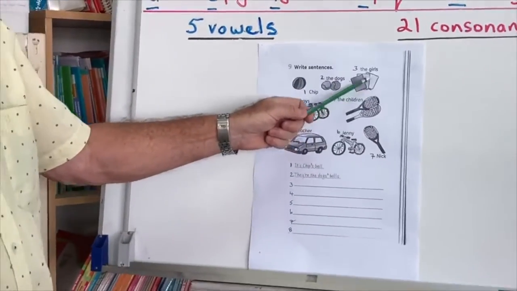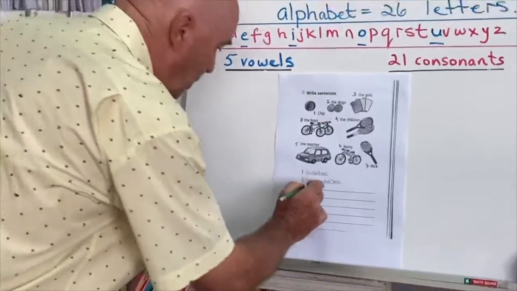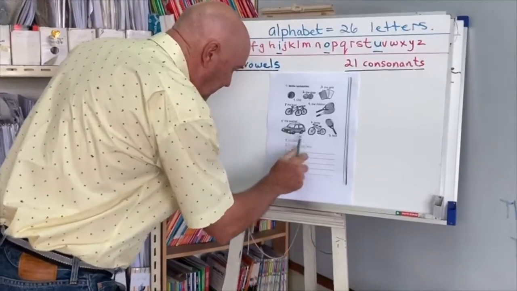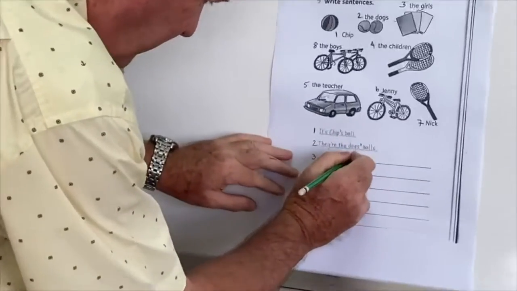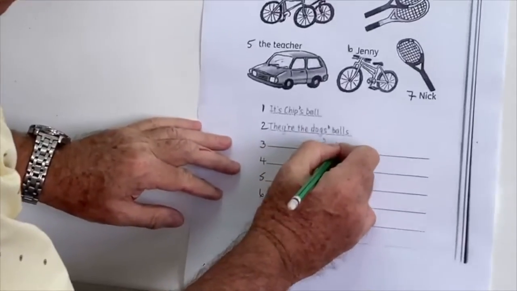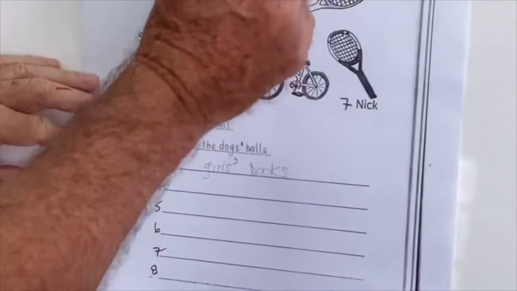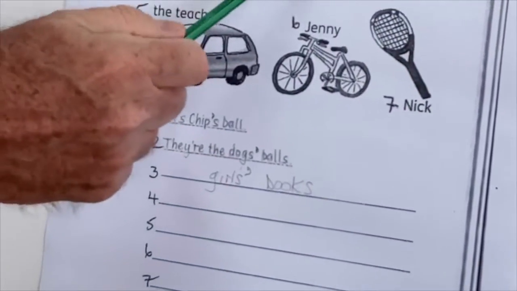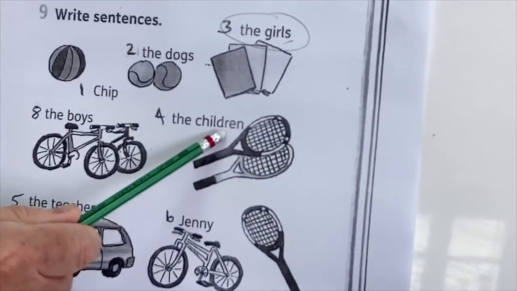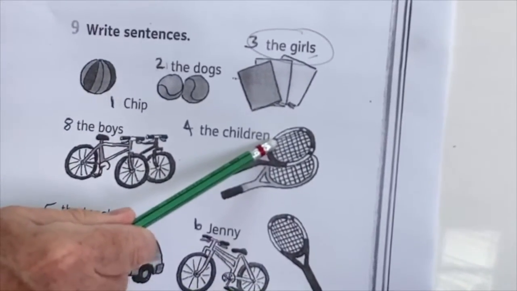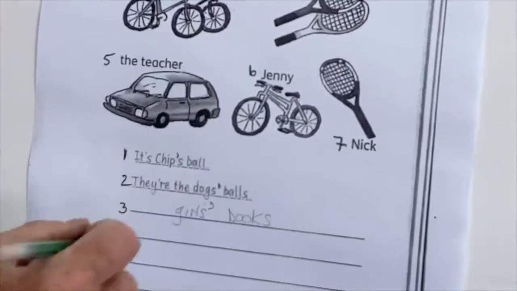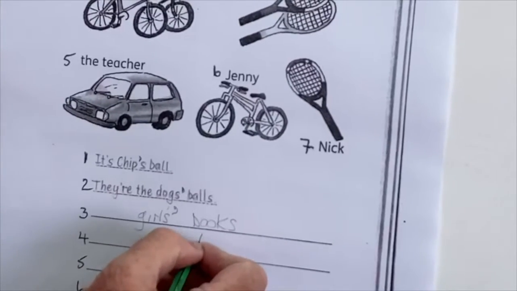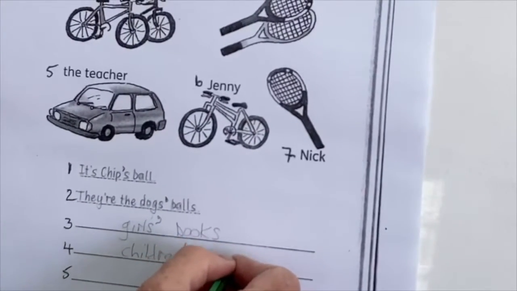Number 3, books of many girls. So we will put girls and then the apostrophe there, books, because it's plural, more than one girl. But this one here, look, children. Children is more than one, no letter S, so it's going to be like number 1 here. We will put children, apostrophe S, rackets.